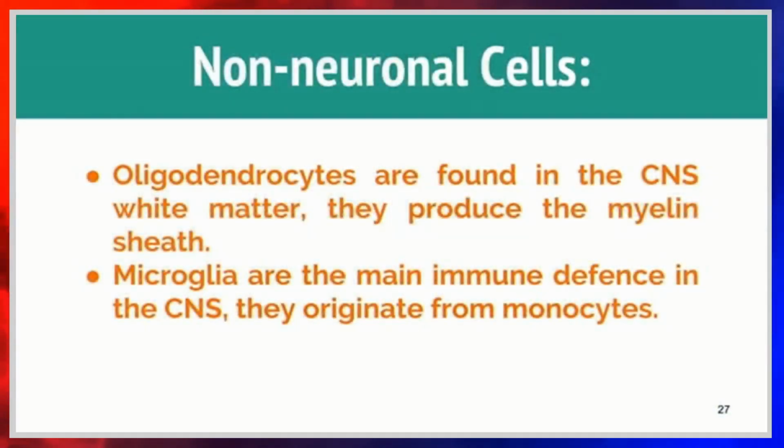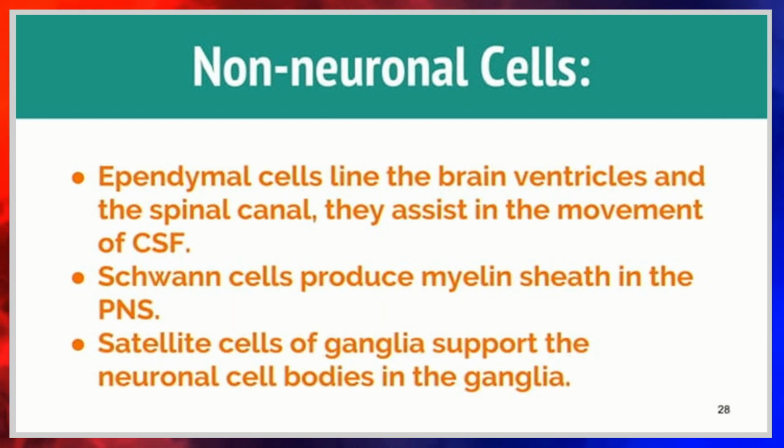Okay. Now, the microglia are the main immune defense system in the CNS and they originate from the monocytes. Ependymal cells line the brain ventricles and the spinal canal and they assist in the movement of the CSF or the cerebrospinal fluid. Now, Schwann cells produce the myelin sheaths in the peripheral nervous system. Satellite cells of the ganglia basically support the neuronal cell bodies of the ganglia. Now, this was the basics of neuroanatomy.